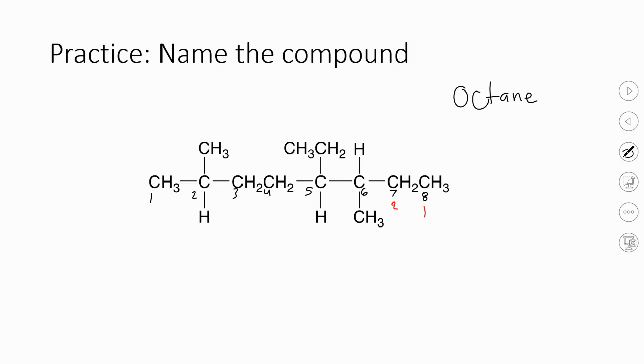1, 2, 3, 4, 5, 6, 7, 8. So which one makes the substituent have a lower number? So this one has a 3. We just care about the first substituent.